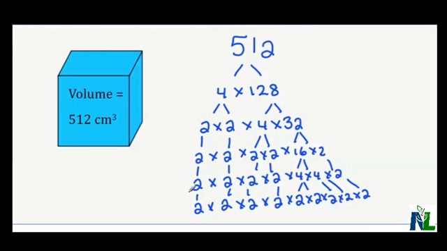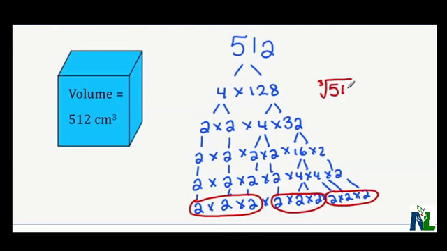Now because we're finding the cube root, we're going to circle groups of 3. So there's a group of 3. Here's another group of 3, and here's another group of 3. So we write that the cube root of 512 is 2 times 2 times 2, which would equal 8. So the edge length of this cube is 8 centimeters.